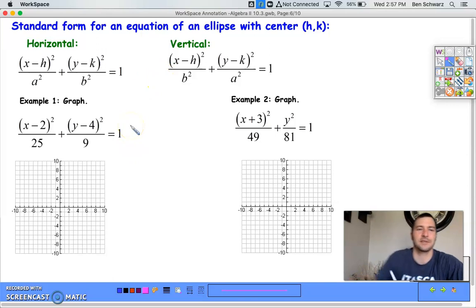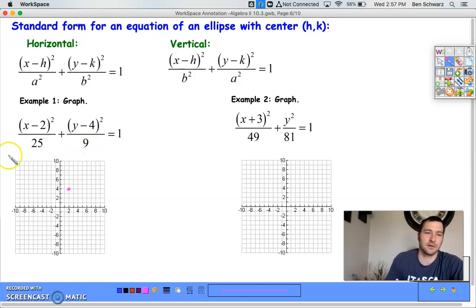So remember, (h, k) is the center, right? So our center here is at 2 and 4. So center, let's go to 2, let's go to 4. So here's our center here. Okay, now we've got to find our vertices and co-vertices.